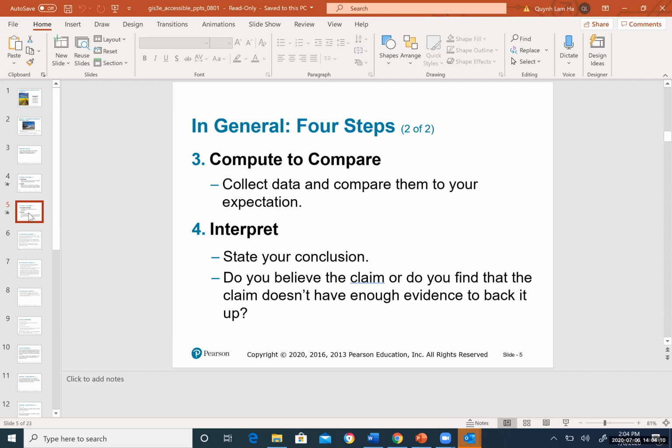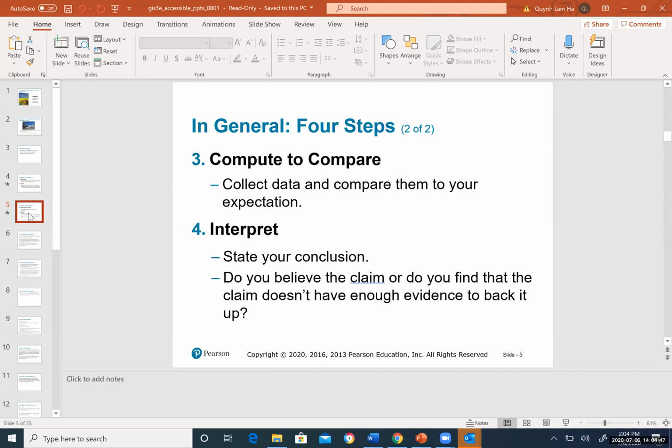Step 4, interpret. You need to state your conclusion based on your p-value, which you just computed in step 3. And you're asking yourself, do you believe the claim, or do you find that the claim doesn't have enough evidence to back it up? So this is about your p-value compared to alpha, where alpha in this case is the level of significance. Later they will have notation for you to look at.